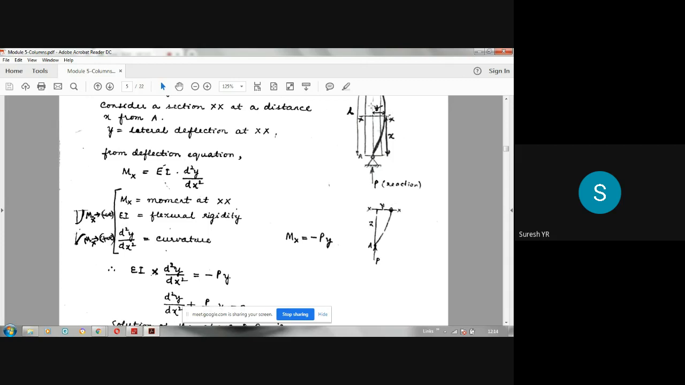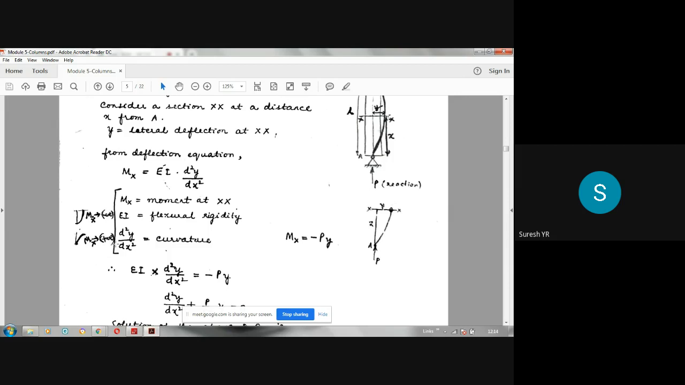So this P is acting at a distance y from this point. We have to take this point now. Section XX is considered here. After buckling, I have to take the moment here. The moment here, if you look at the left side, will involve P and y, but the sign convention is that if the bending is like this, we take it as negative, and if the bending is like this, we take it as positive.